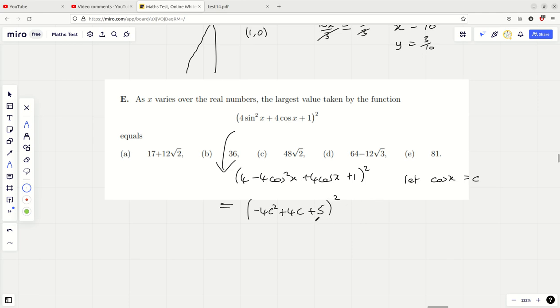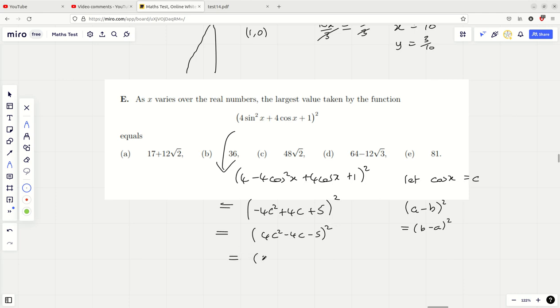Now, I don't like that. And I know that if you've got a minus b squared, you're well within your rights to change it to b minus a squared. Why is that? Because when you square a negative, it's the same answer. You're always allowed to do that. It's a cheeky trick. So I'm going to do that just to help me complete the square, because I just don't like the minus 4, basically. 4c squared minus 4c minus 5, squared.